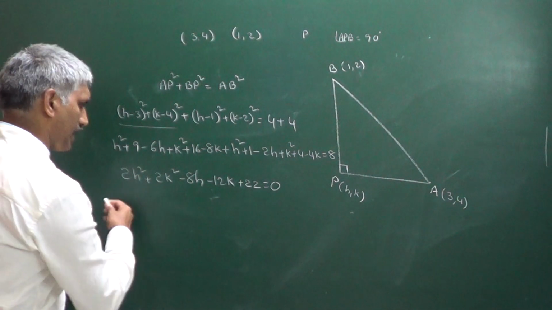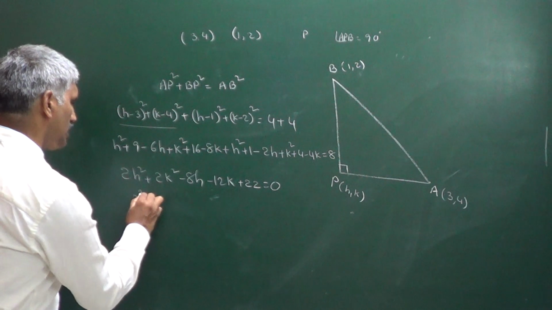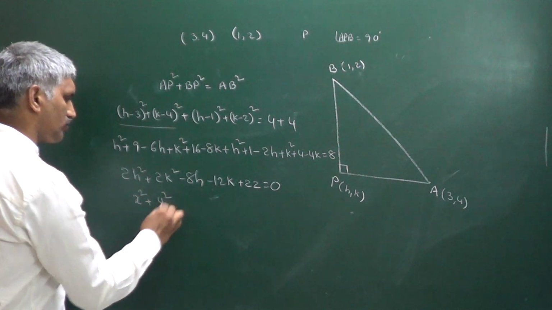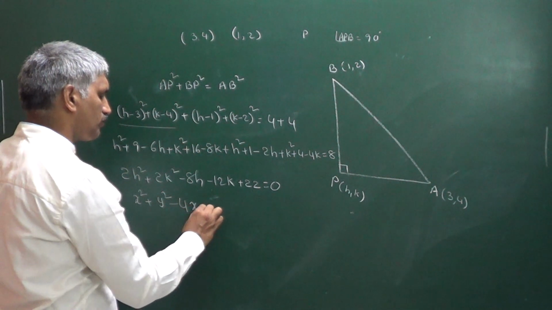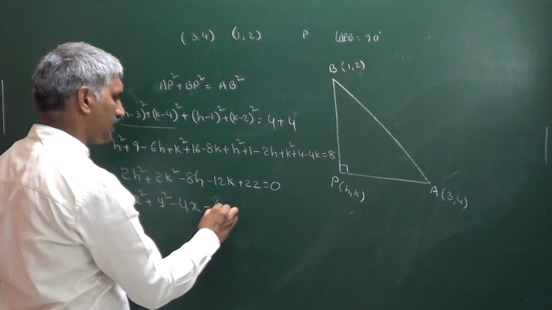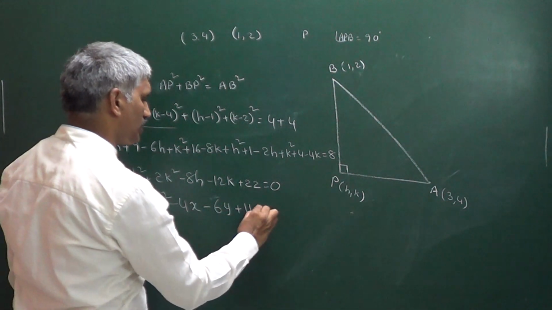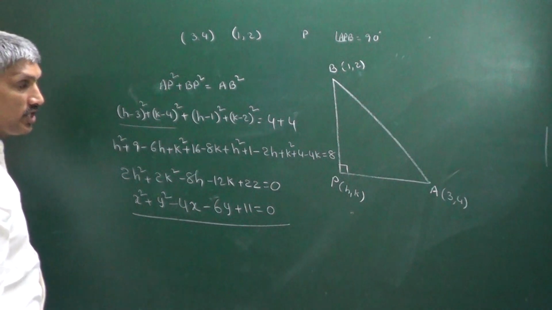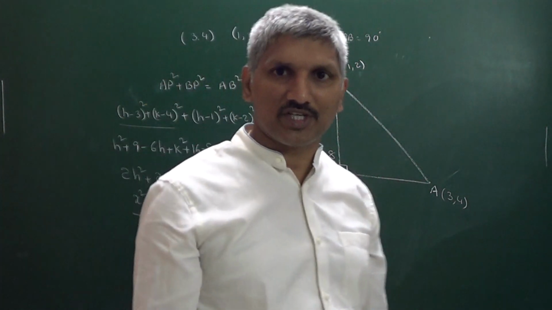Now we can cancel 2 throughout the equation. The locus equation is x square plus y square minus 4x minus 6y plus 11 is equal to 0. That is the required locus equation.